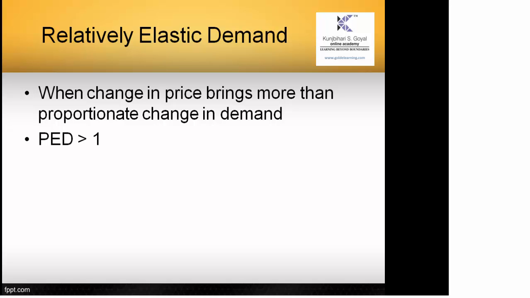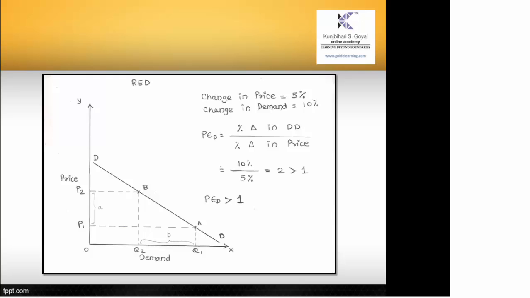Between elastic and unitary elastic, that is known as relatively elastic, meaning it is responding more. And unitary elastic is the center, midpoint, and near perfectly inelastic, in between, we will call that relatively inelastic. Meaning it is responding relatively less. So whatever is relatively elastic is responding more, and whatever is relatively inelastic is responding less. So first let's look at relatively elastic demand. When change in price brings about more than proportionate change in demand, it is known as relatively elastic demand.